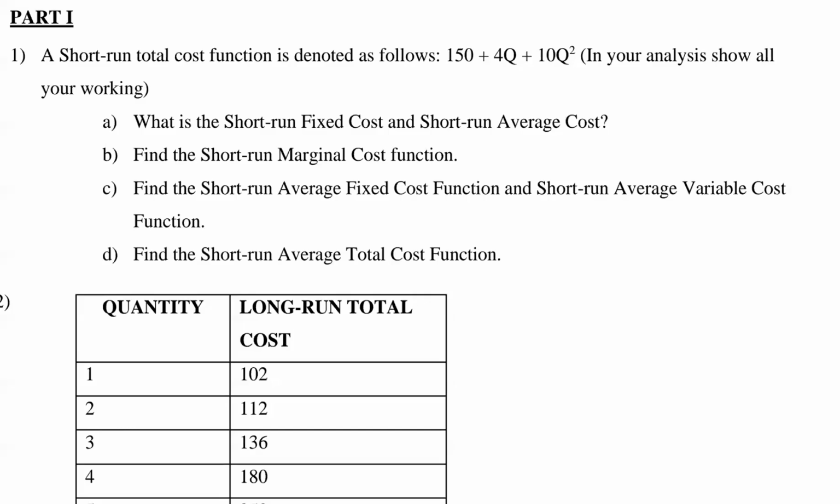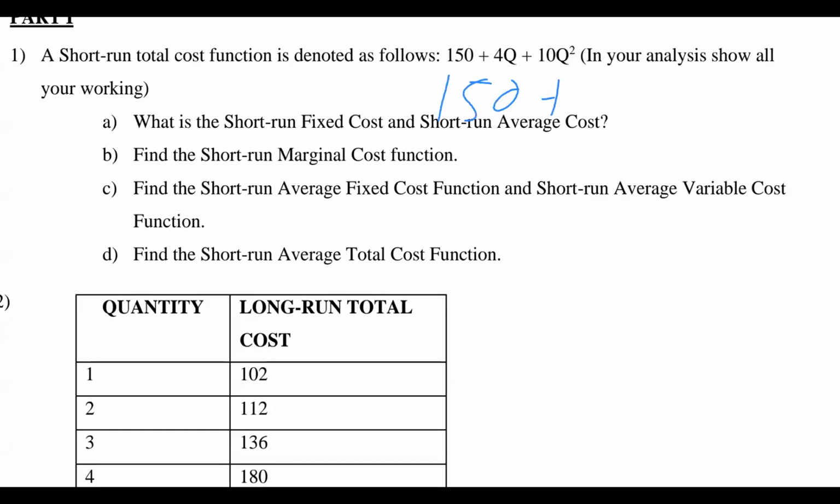Right. So we have a very good question before us, and let's try to go through even as we try to revise most of the week. Question number one reads that the function is equal to 150 plus 4q plus 10q squared. In your analysis, you have to show all your working. What is the short run fixed cost and the short run average cost? How can you find the short run fixed cost? And how can you find the short run average cost?